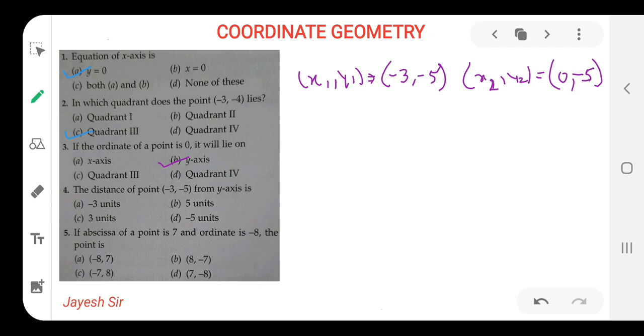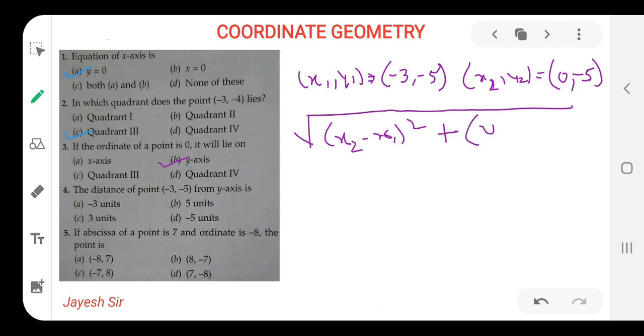Similarly, it has been asked for y on the y-axis. Here the x2 term should be 0. Yes, so let us start solving it. The formula for finding the distance is the square root of (x2 minus x1) the whole square plus (y2 minus y1) the whole square.